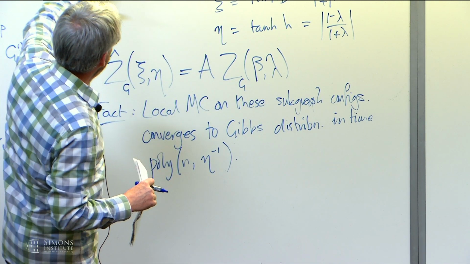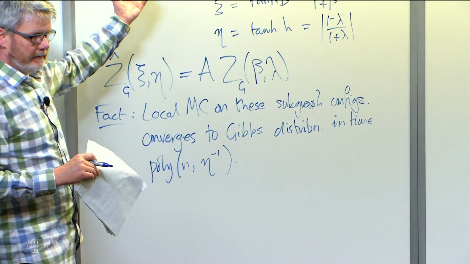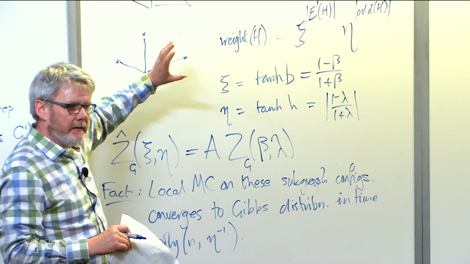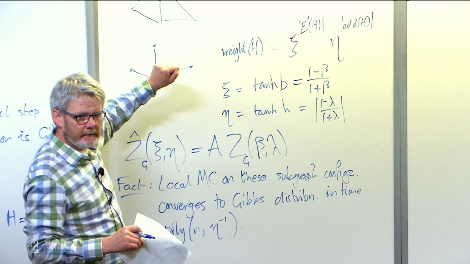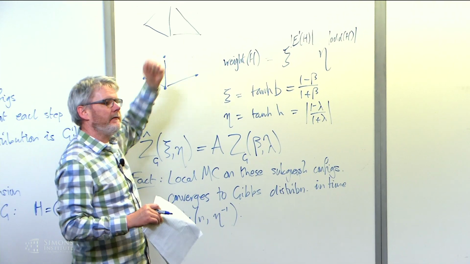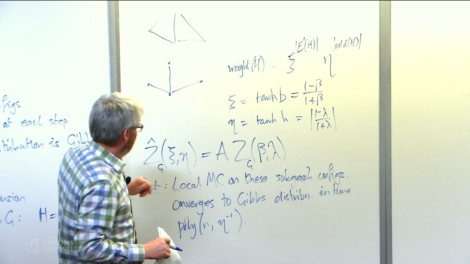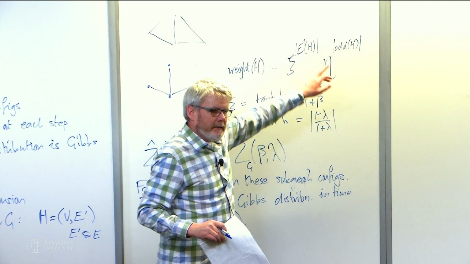And by local dynamics here, I mean, your configurations are now subgraphs. What you do is you just pick an edge and you flip it. If it isn't there already, you include it, or if it's already there, you take it out. And you do that with the right probabilities. You converge to the correct Gibbs distribution based on these weights.